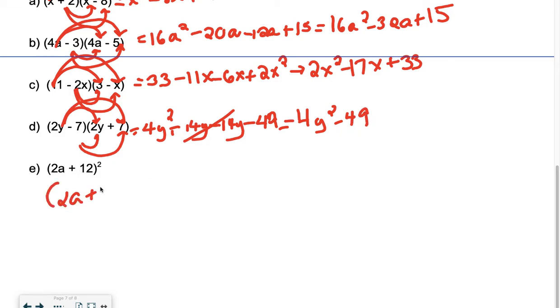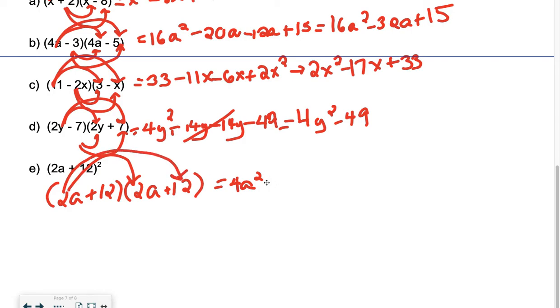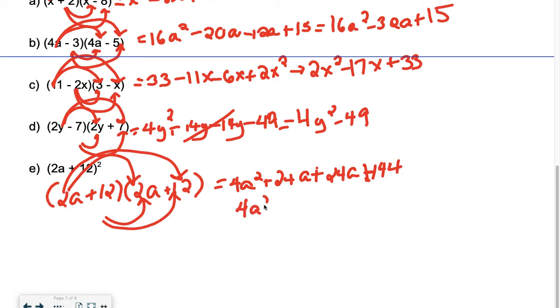2a plus 12 squared is the binomial times itself, so don't forget to write it out the long way. 2a times 2a is 4a squared. 2a times 12 is 24a. Plus another 24a. 4a squared plus 48a plus 144. So very similar problems for you to try in your homework.